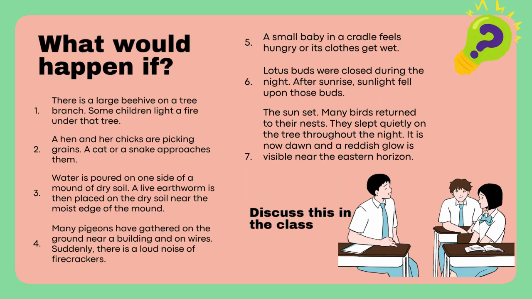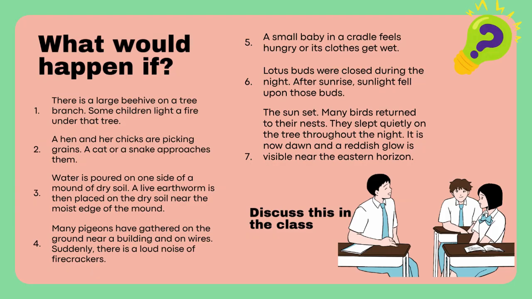Many pigeons have gathered on the ground near a building and on a wire. Suddenly, there is a loud noise of firecrackers. A small baby is in a cradle, feels hungry, or its clothes get wet. Lotus buds were closed during the night. After sunrise, sunlight fell upon those buds. The sun set, and many birds returned to their nests and slept quietly on the tree throughout the night. It is dawn, and a reddish glow is visible near the eastern horizon.